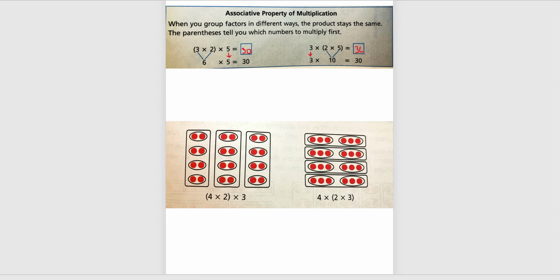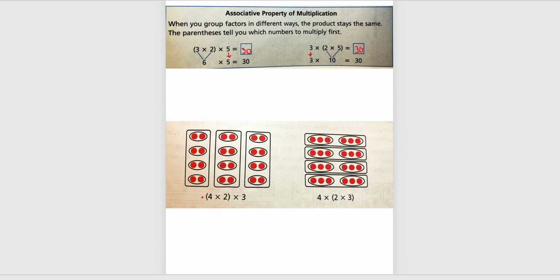That is called the associative property. I'll say it again just to make sure. When you group factors in different ways, the product or answer stays the same. And this picture is just going to show us a little bit about that. These have different numbers, but it's telling us basically the same thing.